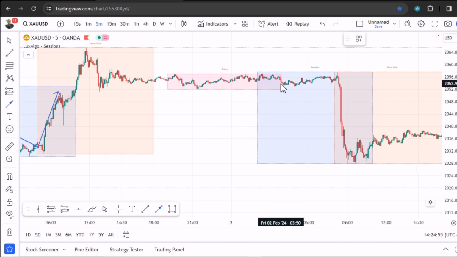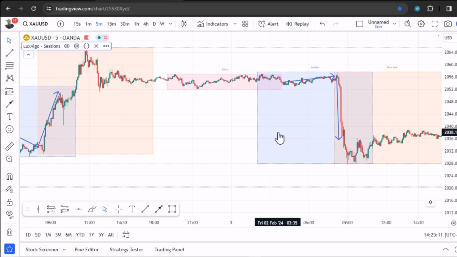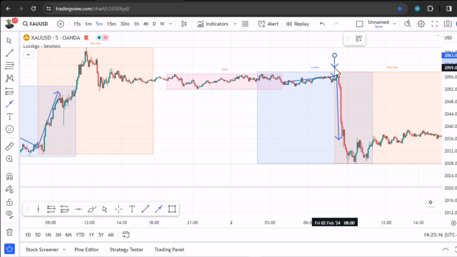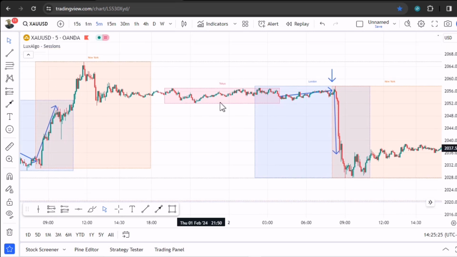Remember you mark from the end of Tokyo. If price was on an upward movement on this London portion, then when the New York session opens, it is going to move in the opposite of that. So that is one entry point that I showed you yesterday. Today I want to show you another one so that you can maximize your profits. I want to show you another entry point right here on gold.